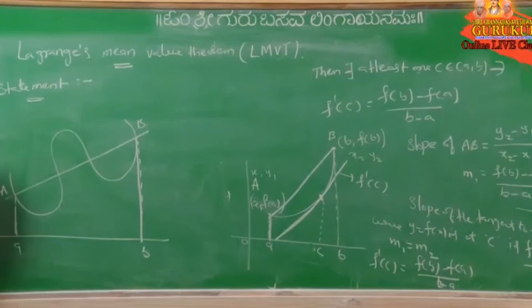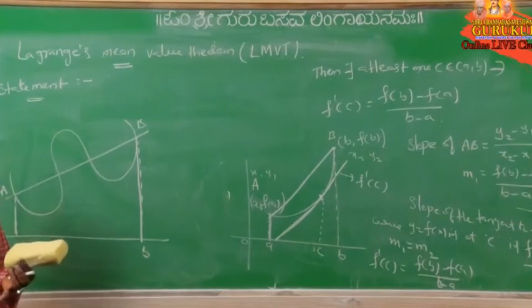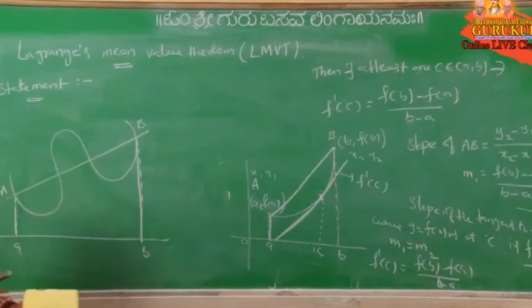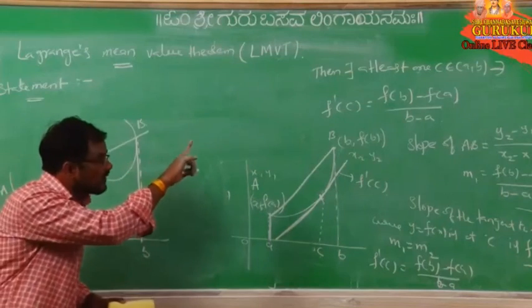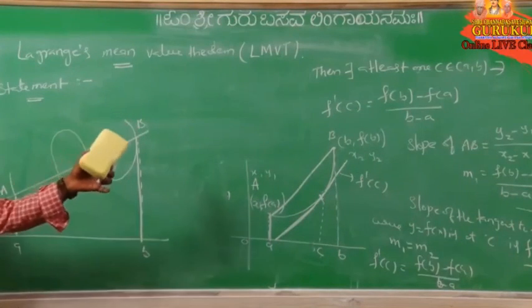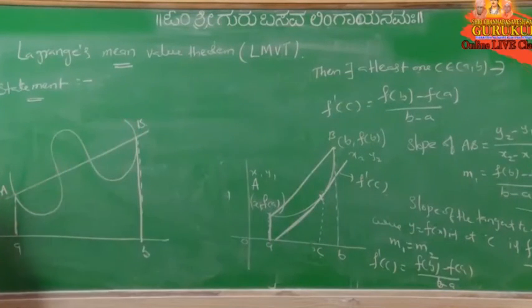So the function is continuous on the closed interval A comma B. The function is differentiable on the open interval A comma B. And f of A not equal to f of B. Then there exists at least one point which belongs to the open interval A comma B, such that f dash of c equal to f of b minus f of a by b minus a. Here c1, you take the tangent here. This line is parallel to this one or not? Here also it satisfies the same condition or not?